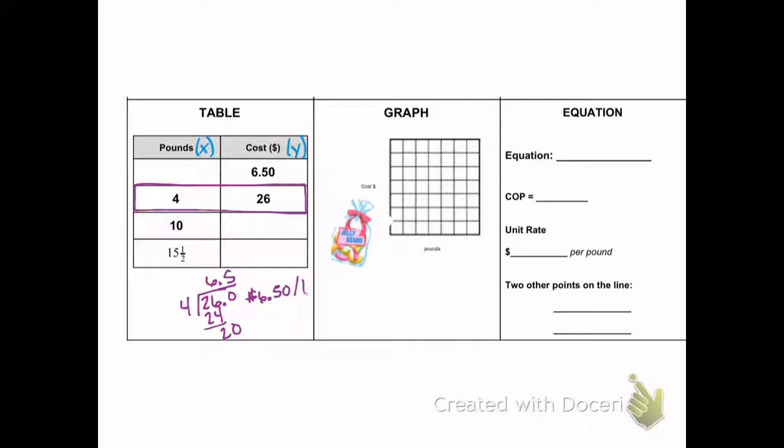Okay, so I know that we're talking about a relationship here of $6.50 per pound. And so I can see that right here in that top row, $6.50 would buy you 1 pound. So for 10 pounds, I want to do $6.50 times 10. I can just move the decimal one to the right. It will cost you $65.